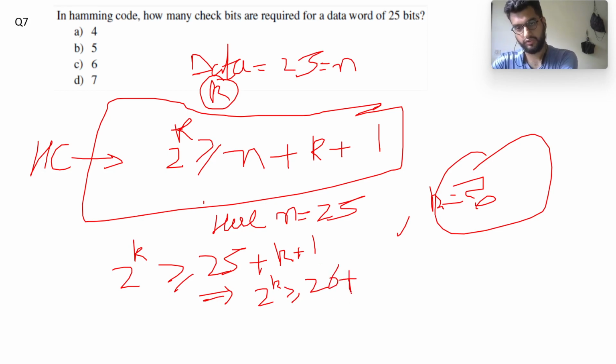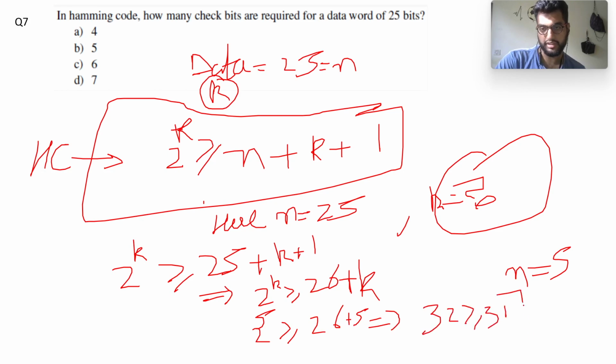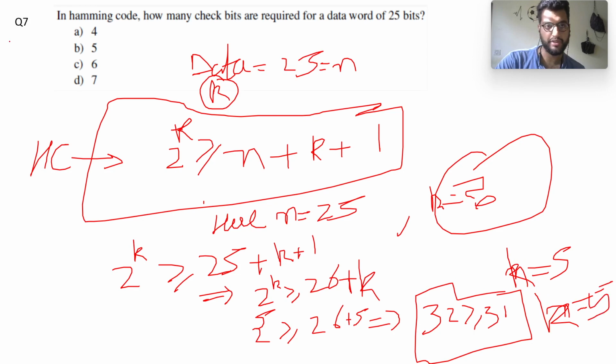Now for k equal to 4, this is 2 raised to the power 4, which is 16, so that's obviously less than 26. So let's just put k equal to 5. We have 2 raised to the power 5 should be greater than or equal to 26 plus 5. That implies 32 is greater than or equal to 31. So this condition is satisfied. So k is equal to 5. So the number of check bits required for a 25-bit data word is 5.